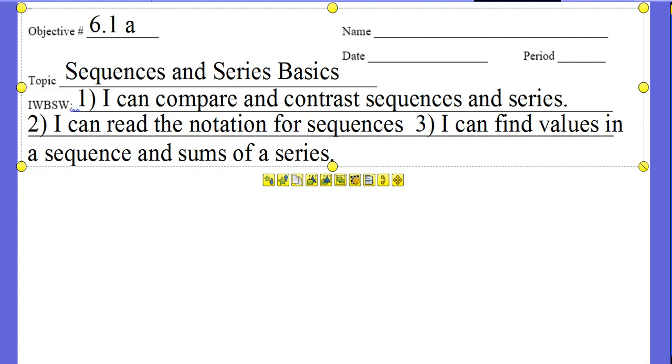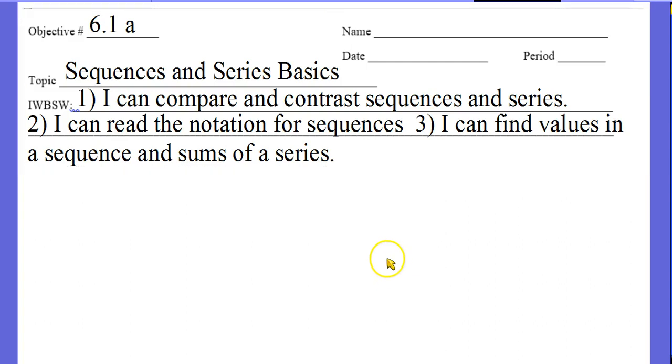And then 3, you can find values in a sequence and sums of a series, which is our objective. Our main objective is to find a number in a sequence, find a term in a sequence. So these are the 3 objectives. By the time you leave, you should be able to successfully solve problems and explain and define sequences and series. Okay, here we go. Are you ready?